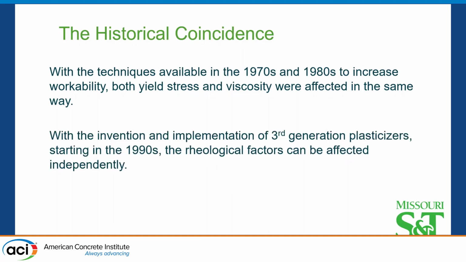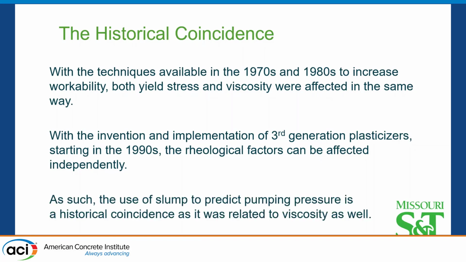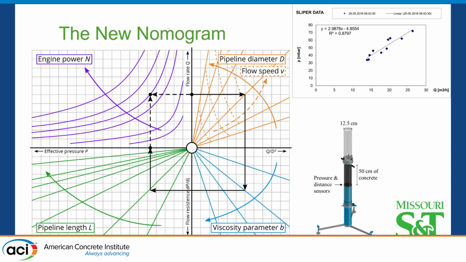So with the invention and implementation of third generation plasticizers, starting in the 90s approximately, now we really have the capacity to influence those rheological parameters individually. The 0.2 water cement ratio with a 25-inch slump flow was not really possible in the 70s. Right now we can. Huge viscosity, very low yield stress, it is possible. So as such, the use of slump to predict pumping pressure is a historical coincidence, as slump, yield stress, and viscosity were influenced by the mix design factors in the same way, right? It no longer is.